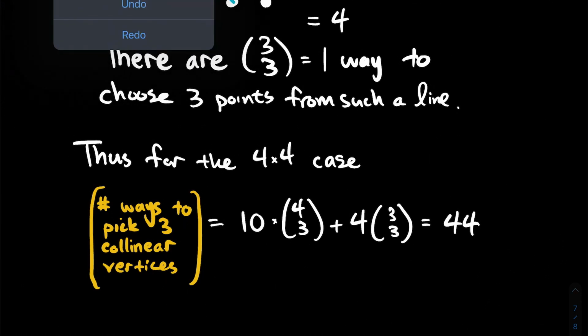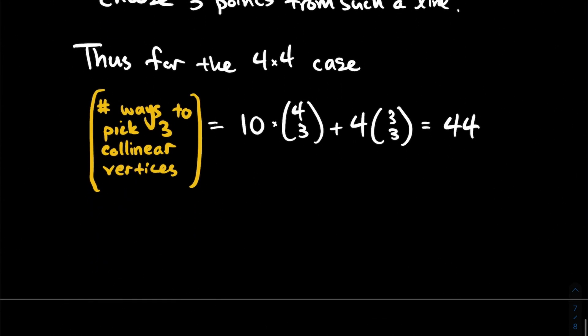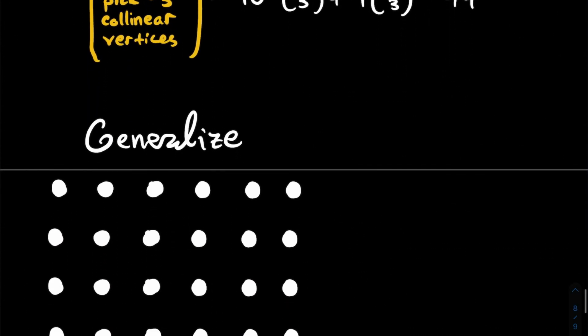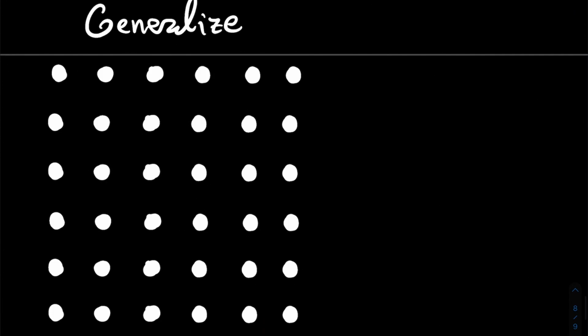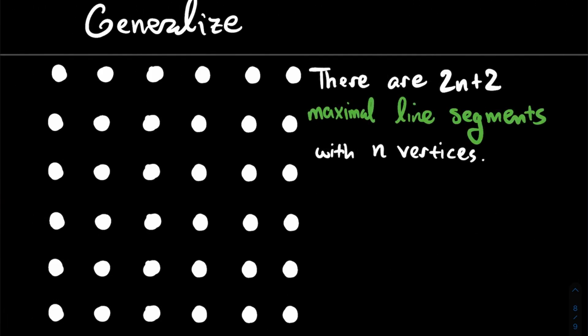And that's a total of 44 ways to pick 3 collinear vertices. Now what we want to do is think about what's going on in general. So I've just drawn a slightly bigger grid here, and I just want to try to think of some patterns that maybe I noticed above. And I'm going to write the patterns down, and rather than scroll back up, I encourage you to rewatch maybe the parts for n equals 3 and n equals 4 to see where I'm getting these general formulas.